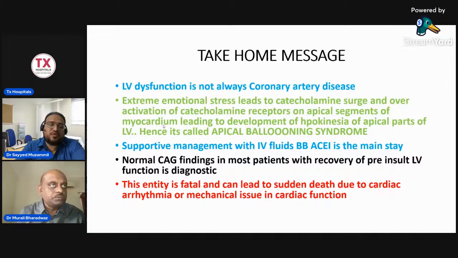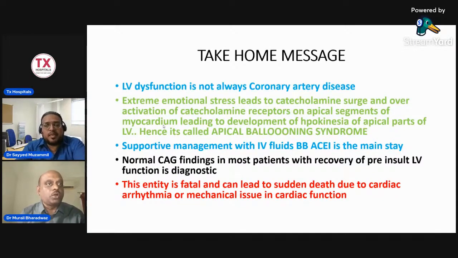Very few patients will have typical echo findings of apical ballooning, where apical segments are hypokinetic and basal segments are hypercontractile. And troponin will also come positive in this patient due to hyperactivation of the apical segment. So once you do angiogram, then only you can confidently tell that we are dealing with Takotsubo cardiomyopathy.